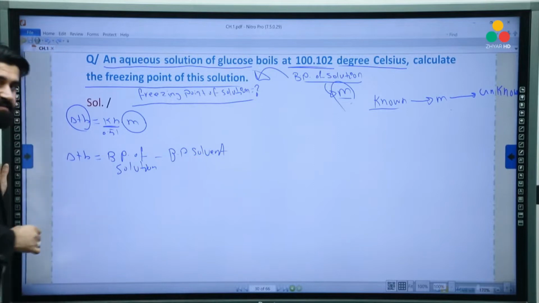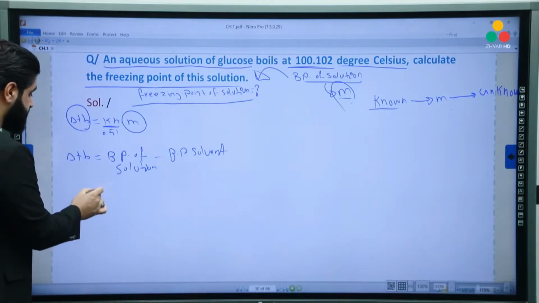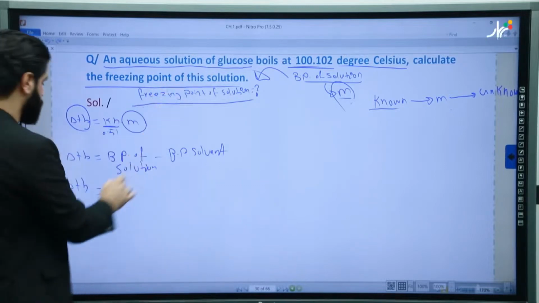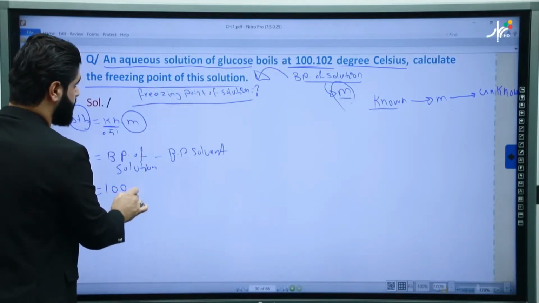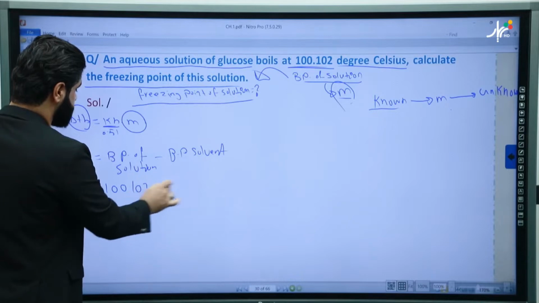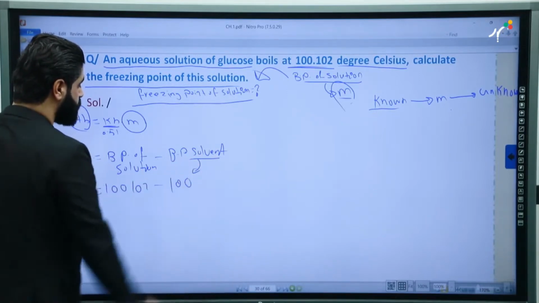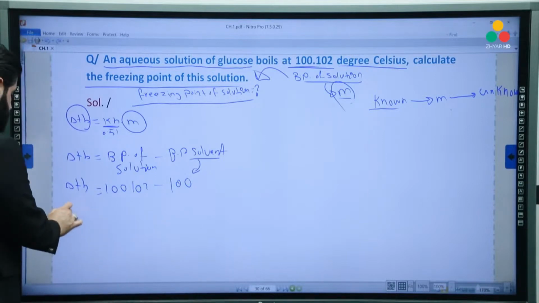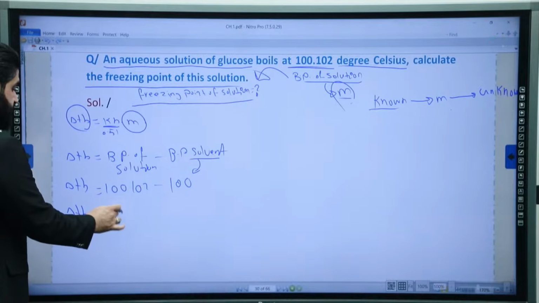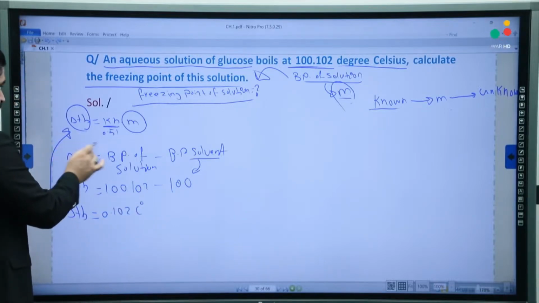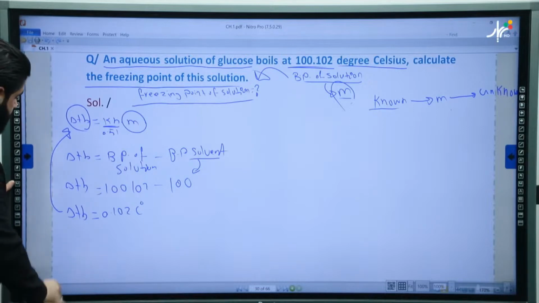Solvent, it's water, it has 100 Celsius degree, so delta TB equals the boiling point of solution, 100.102 Celsius, minus 100, which is water. Okay, pure water boils at 100 Celsius degree. So delta TB equals 0.102 Celsius degree. And now by substituting delta TB into here, we can get the value of molality.